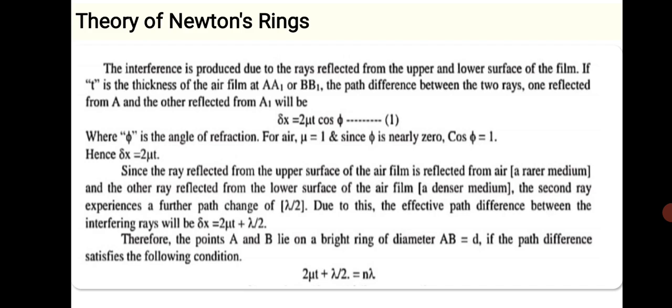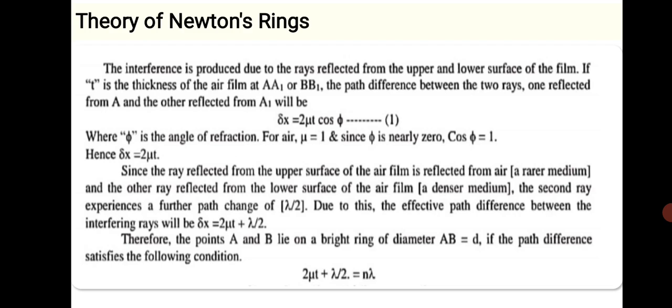The interference is produced due to the rays reflected from the upper and lower surface of the film. If t is the thickness of the air film at AA1 or BB1, the path difference between the two rays, one reflected from A and the other reflected from A1, will be delta x = 2 mu t cos phi. Call it equation number 1, where phi is the angle of refraction. For air, mu = 1. Since phi is nearly 0, cos phi = 1. Hence, delta x = 2 mu t.